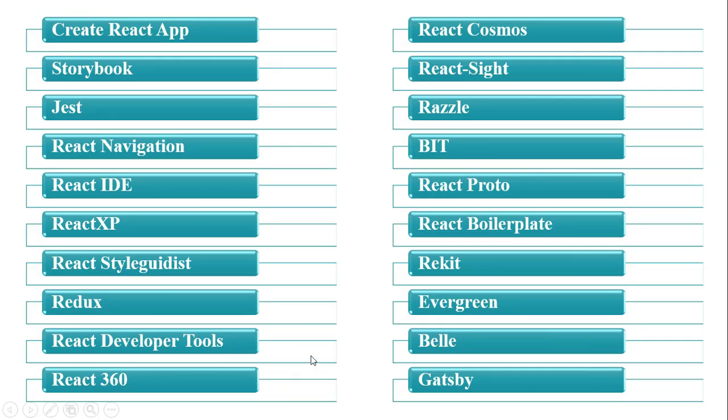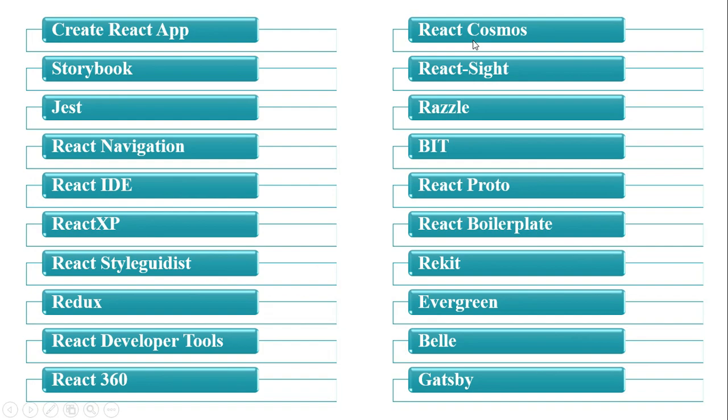What is React 360? It's a framework. React 360 is a framework for the creation of 3D and, you can say, virtual reality user interfaces, VR user interfaces. This framework is built on top of React. You can say it's a library which is designed to simplify the creation of complex UIs in React. Next, you can see on the screen, is React Cosmos.